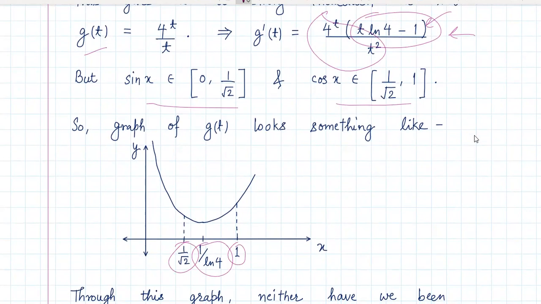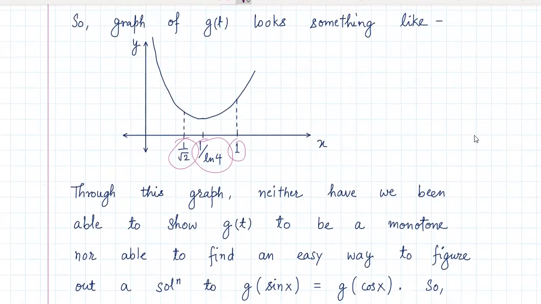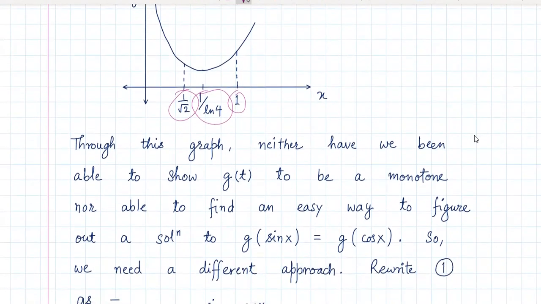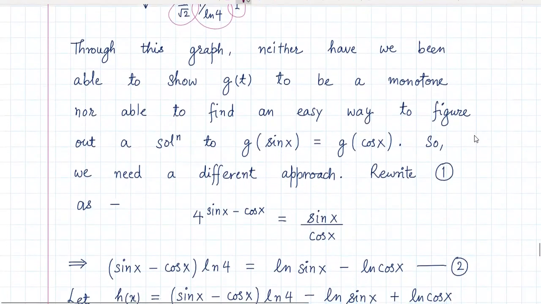Through this graph, we have neither been able to show that g of t is a monotonic function, nor found an easy way to solve the equation g of sin x equal to g of cos x. Let's say this is the sin x value, and this is g of sin x, and let's say cos x will be somewhere between 1 by root 2 and 1. Let's say it is here. So this would be cos x, and this would be g of cos x. Clearly these values can be equal through this graph, but we don't have any easy way to find the x at which this occurs. So this approach fails, and thus we need a different approach.